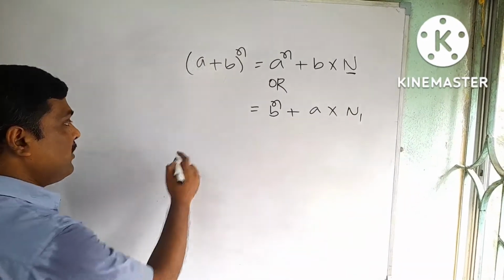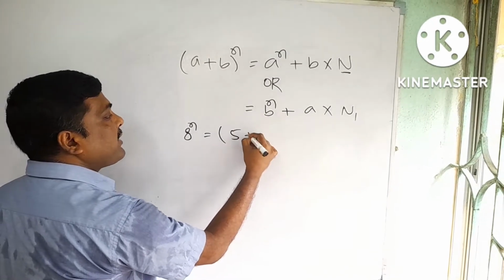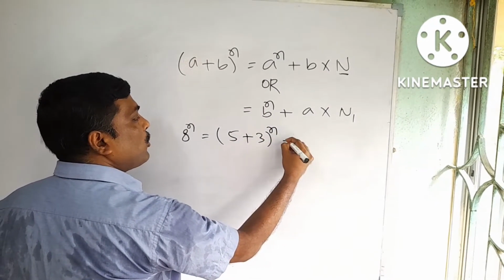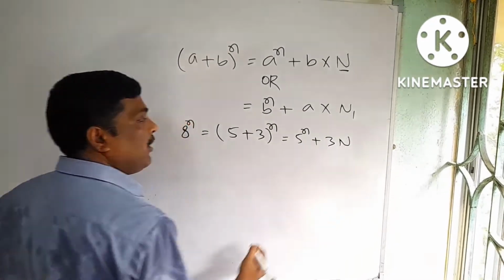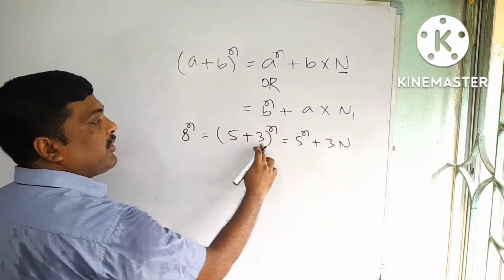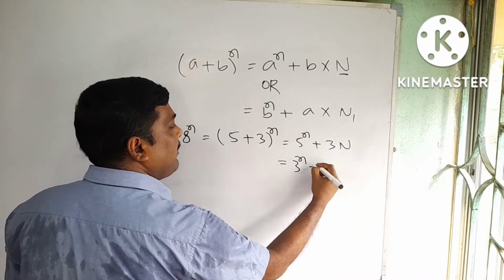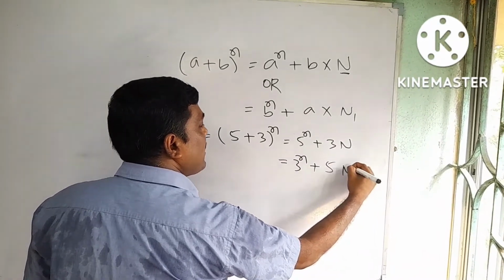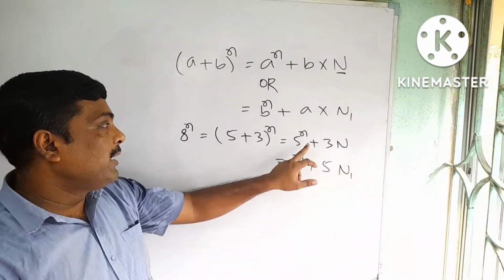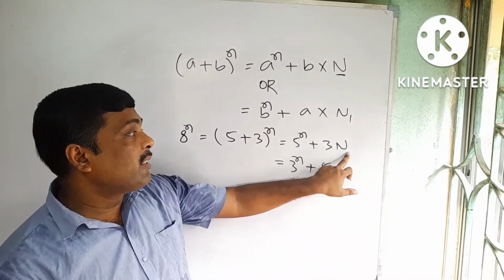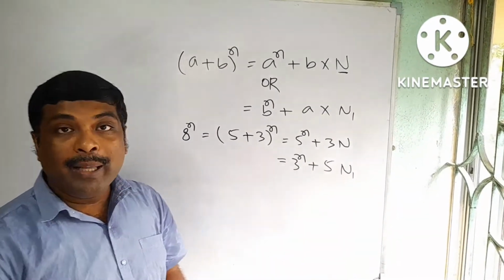Okay? For example, suppose 8 to the power n. 8^n can be written as (5 + 3)^n. So it is 5^n plus 3 into some natural number capital N, or it is 3^n plus 5 into another natural number, suppose N1. So 8^n can be written as (5 + 3)^n, that is 5^n plus 3 into some natural number N, or 3^n plus 5 into another natural number N1.